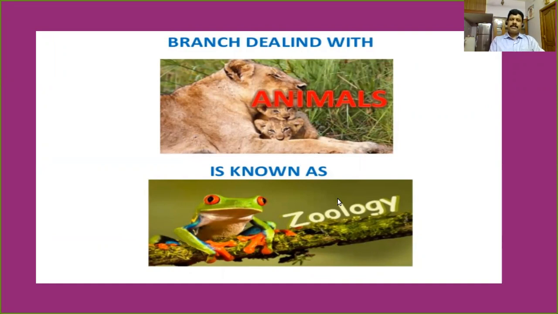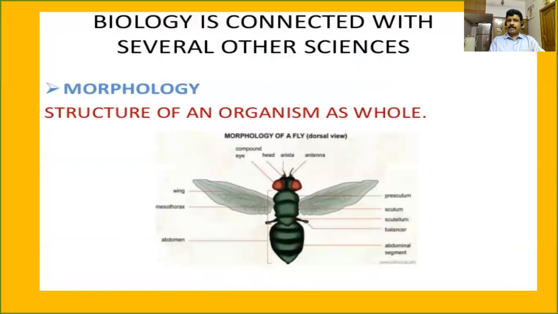Okay, dear students, in this video, I would like to discuss some important branches of biology. You are very familiar that biology is actually connected with several other sciences. So in this context, I am going to discuss different branches of biology. First of all, morphology. Did you hear about morphology? Morphology is the study of external characters of organisms, means the external characteristic features of plants and animals. It's actually the study of the structure of an organism as a whole.